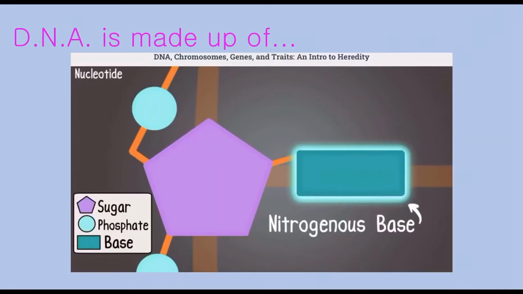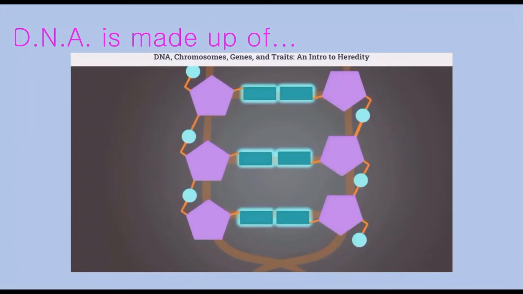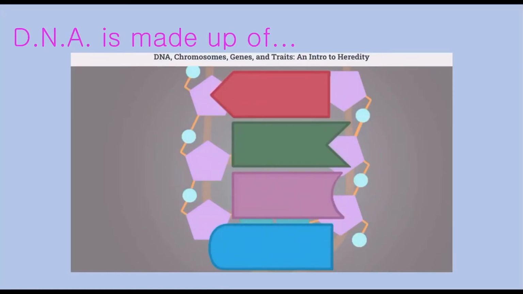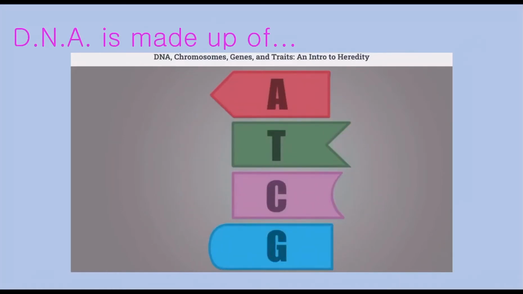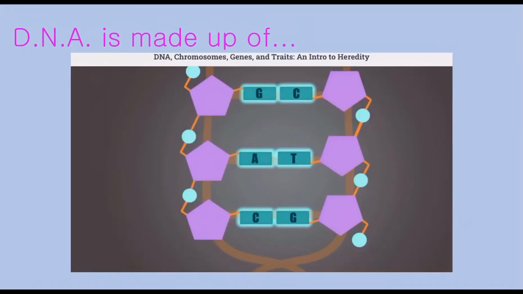But the most important part of the nucleotide is the base, because the sequence of the bases can actually code for traits. As far as the bases go, there are 4 types of bases in DNA. A lot of times they'll just use the letters A, T, C, G. The A is for adenine, the T is for thymine, the C is for cytosine, and the G is for guanine.